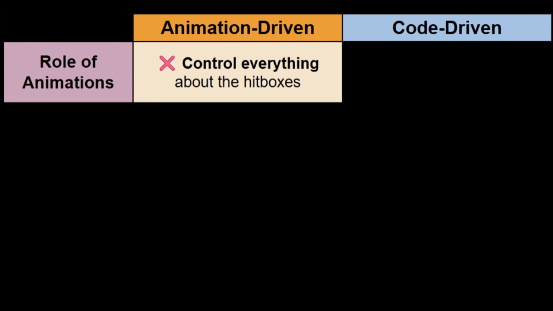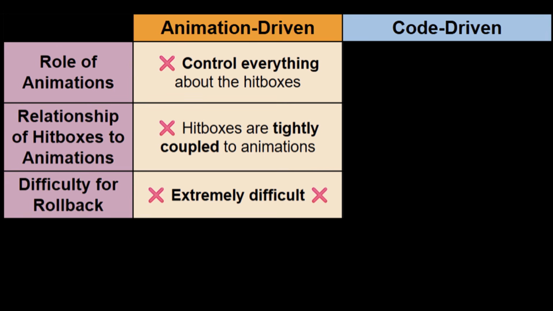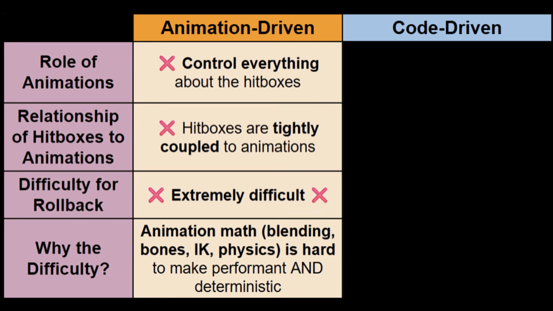So in animation-driven, animations control everything about the hitboxes. Hitboxes are tightly coupled to animations. This makes rollback extremely difficult. And this is difficult because the animation math on the skeleton, which includes blending, bones, inverse kinematics, physics, they're all very hard to make performant and deterministic.